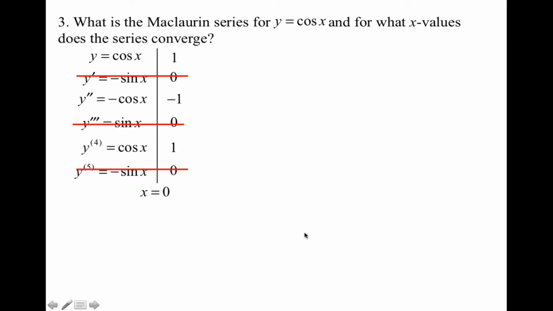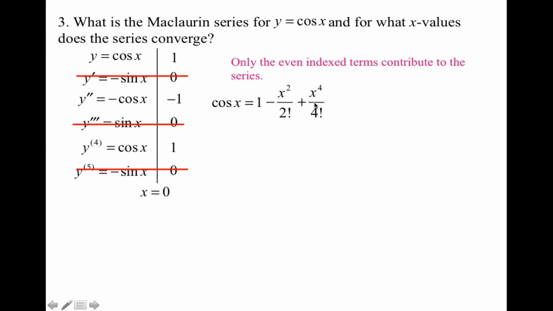And if we notice this time with cosine, we have only the even index terms that will contribute to the series. So when I set up my polynomial for cosine, the first term will be 1 minus x squared over 2 factorial plus x to the fourth over 4 factorial. And I could keep going, negative x to the 6th over 6 factorial, and so on. And you'll notice that this is also an alternating series, so I have to have a multiple of -1. And since I only want even terms, my exponent's going to have to be 2 times n all over 2n factorial.